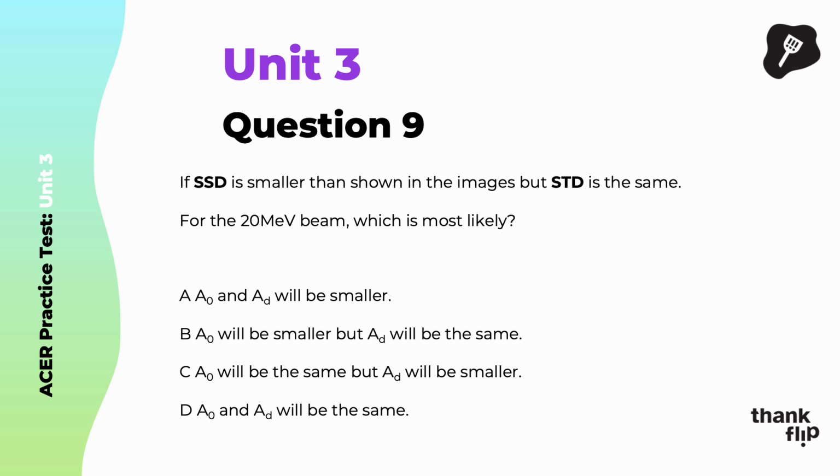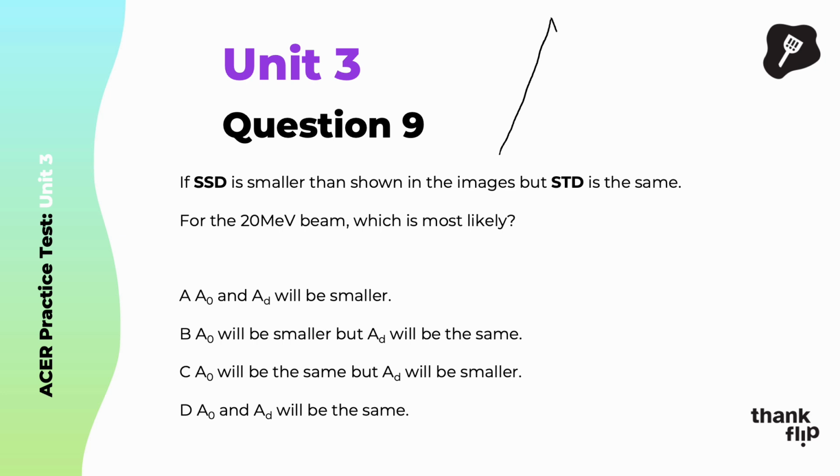So question 9 is asking us about SSD and STD. So where did we see that? We saw that in that initial figure above, and then also in the dot points underneath figure 2. SSD is referring to the source to skin distance, and STD is referring to the source to tumor distance. Okay, so I'm going to quickly just roughly draw out that little diagram.